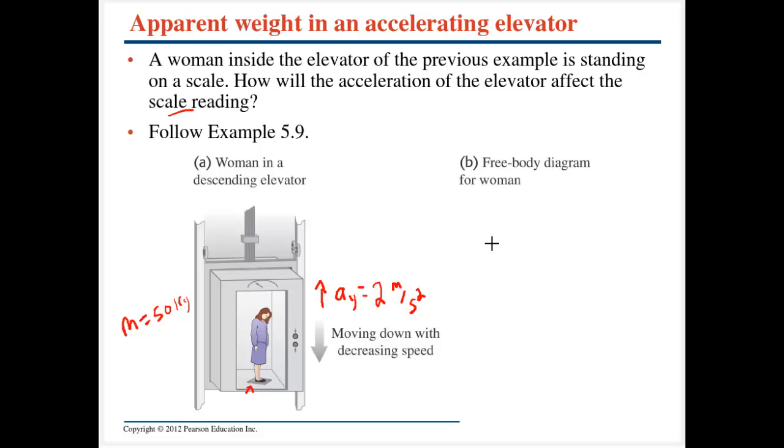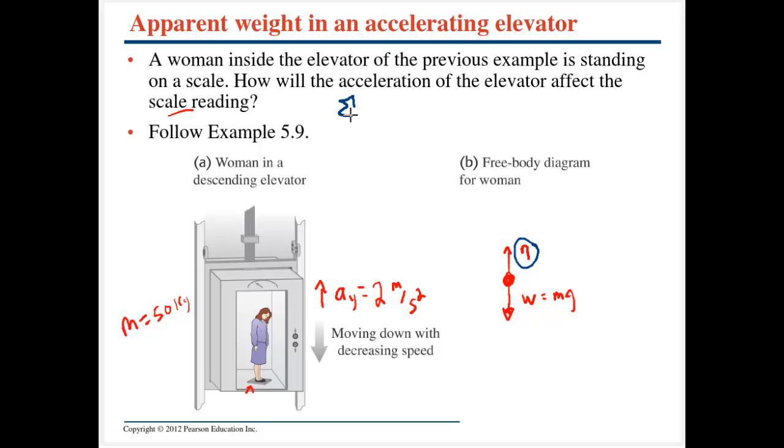It asks, what is the reading of the scale going to be? So to do this, let's look at all the forces that are on this woman in the elevator. Downward, she's going to have her weight, which is going to be mass times gravity. And in the upwards direction, she's going to have the normal force, which is given to her by the scale. And at the end of the day, this is what the problem is asking for: what is that normal force? What is the scale reading?